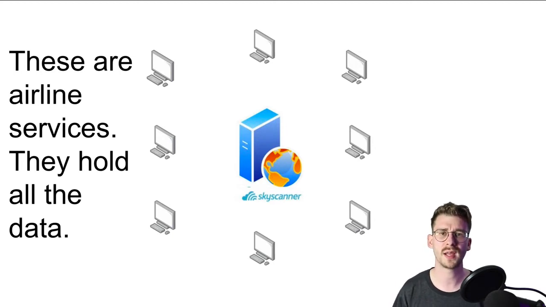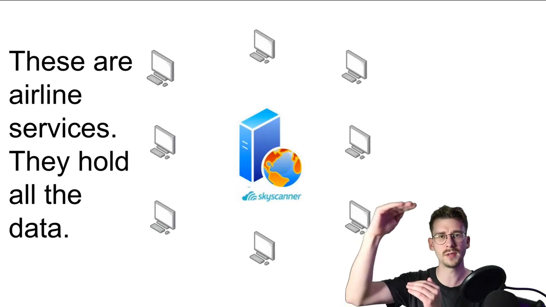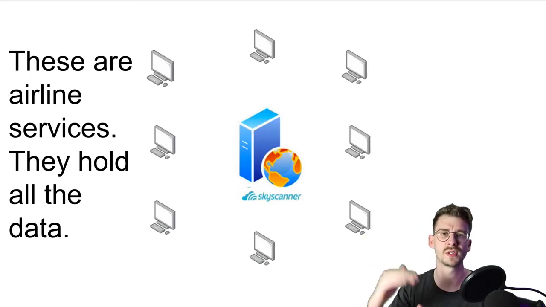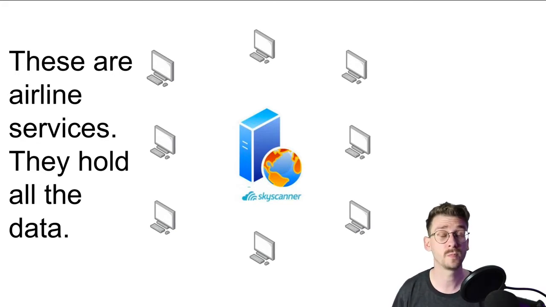All they want to do is create a nice single list for you. 1, 2, 3, 4, 5, your top 5 choices for flights based on convenience, maybe based on price. Maybe you want the cheapest possible flight. Who knows? But Skyscanner is going to get all these different connections and put them all in one place for you.